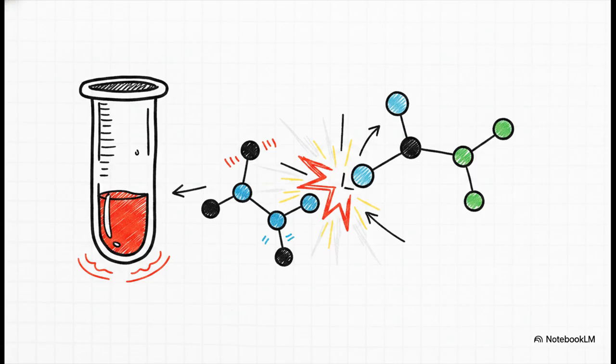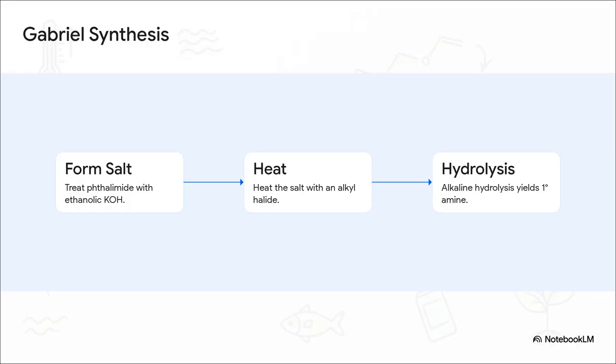But there is a bit of a catch. The primary amine formed can sometimes just keep reacting in the same pot to form secondary and tertiary amines, so you can end up with a bit of a messy mixture. If you want a much cleaner, more controlled recipe, you turn to the Gabriel phthalimide synthesis. You start with phthalimide. Treat it with ethanolic potassium hydroxide to make a potassium salt, heat that salt up with an alkyl halide, and finally perform alkaline hydrolysis. And out pops a perfectly pure primary amine.